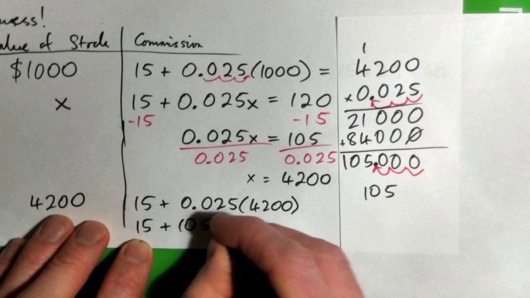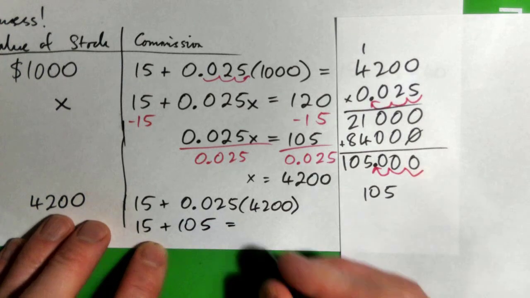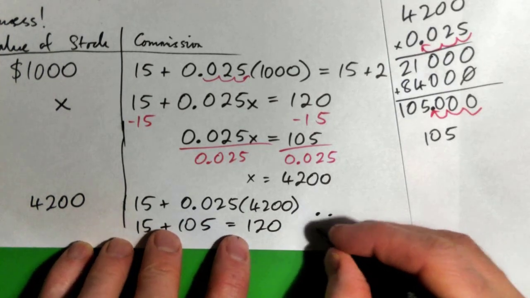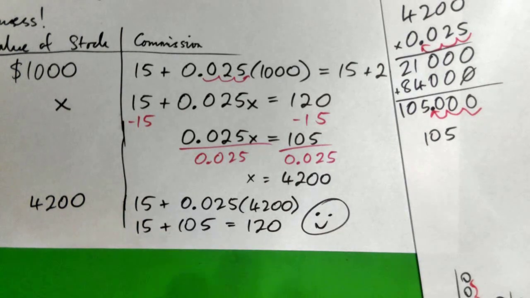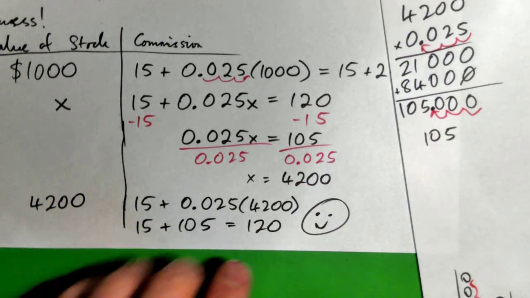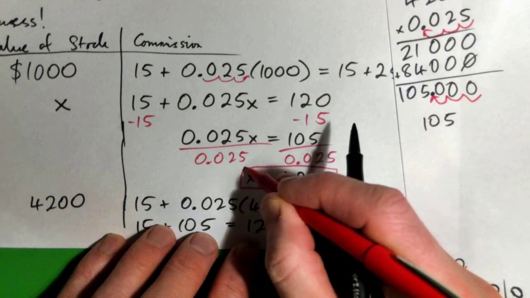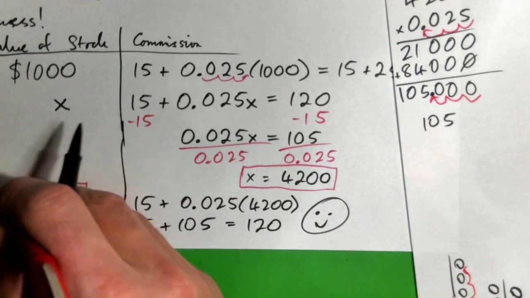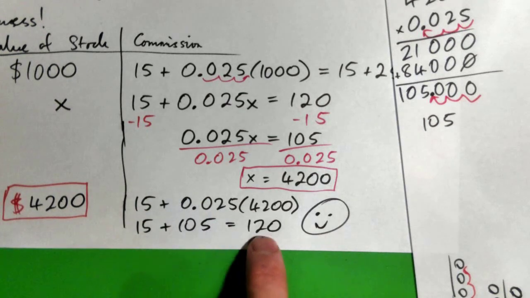What's that? 120. Okay, smiley face, that did work out. Good. So the answer is 4,200. $4,200 of value of stock was traded for a commission of $120.